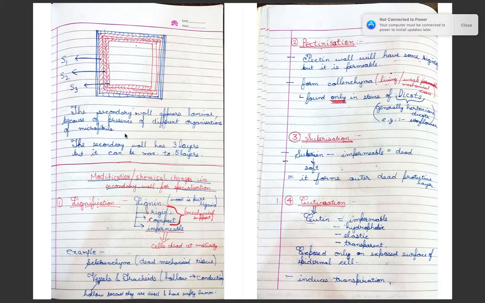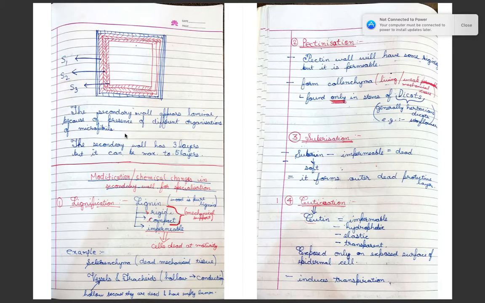Vessels and tracheids help in conduction because they are hollow, and that is because they are dead and have empty lumen, providing space for transport. Pectinization is pectin deposition, and it is only found in the stems of dicots, generally herbaceous dicots like sunflower which have green stems when they are young plants. These are very weak mechanical tissues, forming collenchyma in plants.